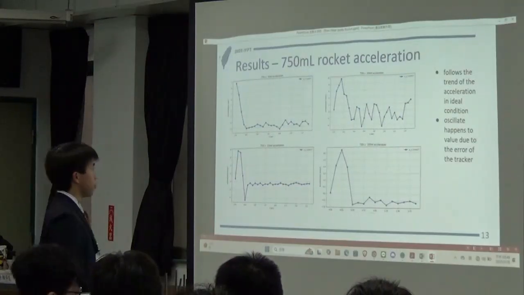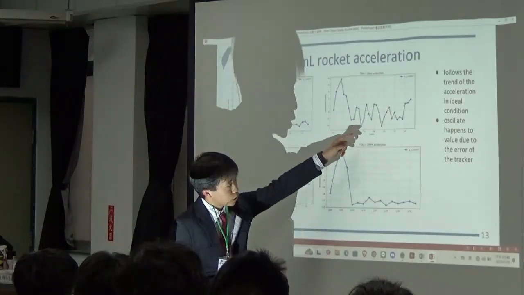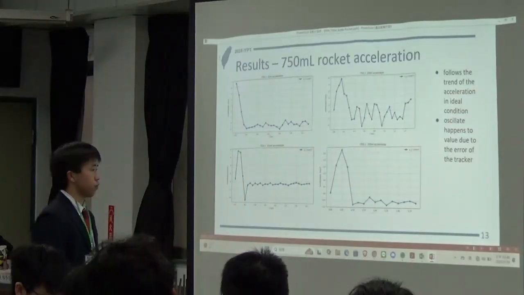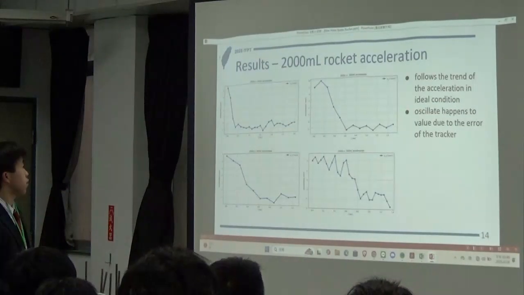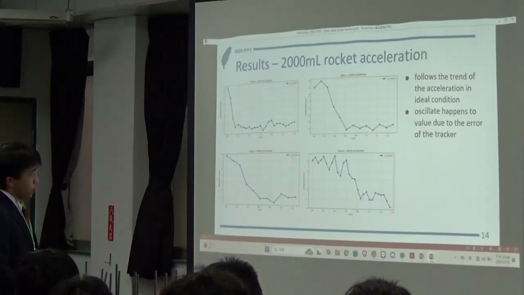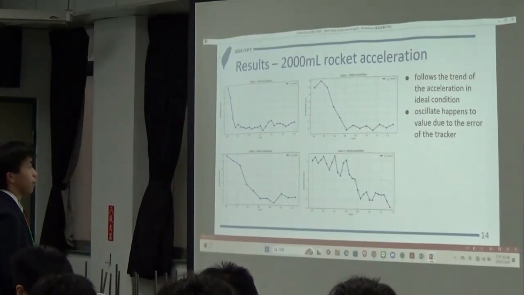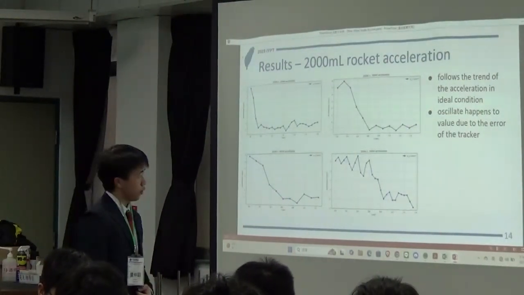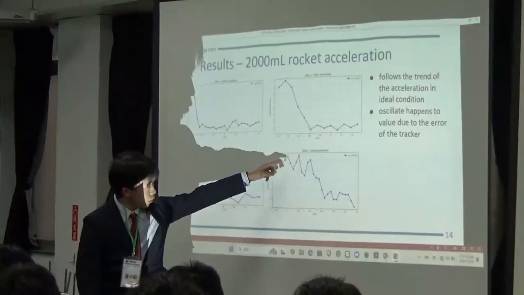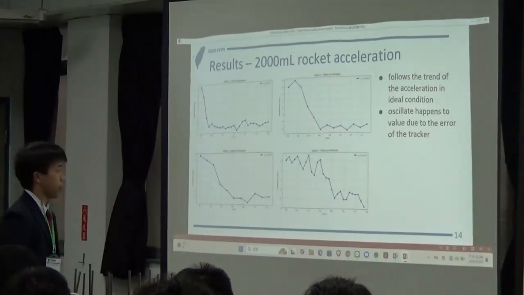However, you can notice that there's a bit of oscillation in the values due to the error of the tracker. For the 2,000 milliliter rocket, it also shows that it follows the trend of the acceleration in the ideal condition. And you can see that it also oscillates a little due to the error of the tracker.